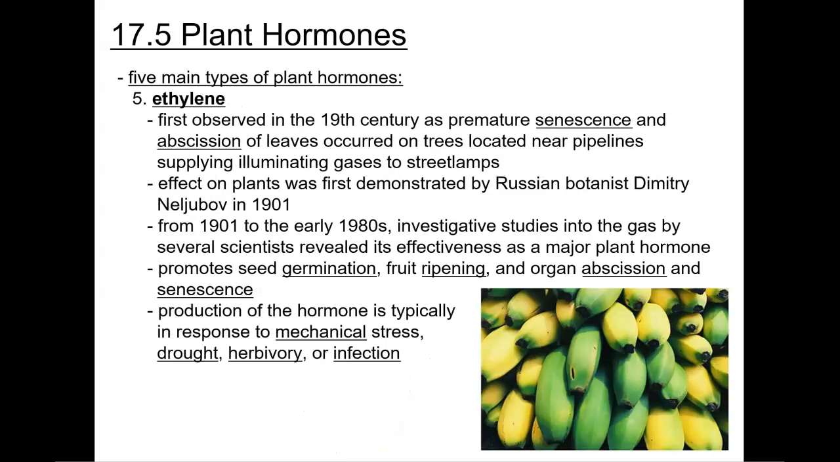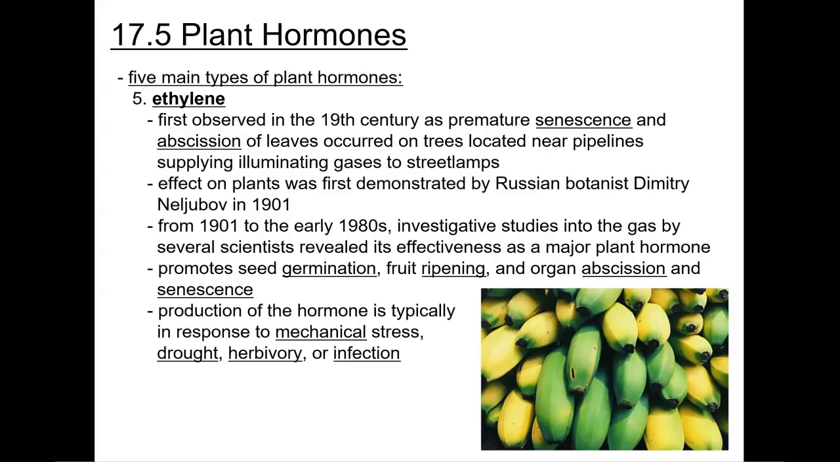The fifth one is called ethylene. This was first observed in the 19th century as a premature senescence and abscission of leaves that occurred on trees located near pipelines supplying the illuminating gases to the street lamps that they used to have back then. The effect on plants was first demonstrated by a Russian botanist, Dmitry Neljubov, in 1901. From 1901 to the early 1980s, investigative studies looked at this gas, and several scientists revealed its effectiveness as a major plant hormone.